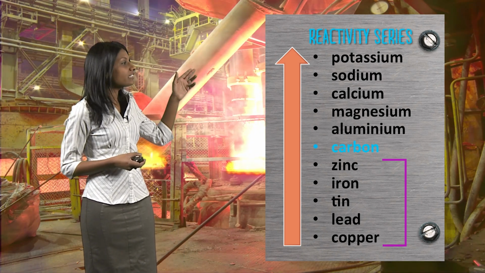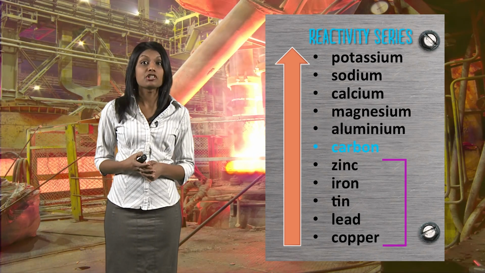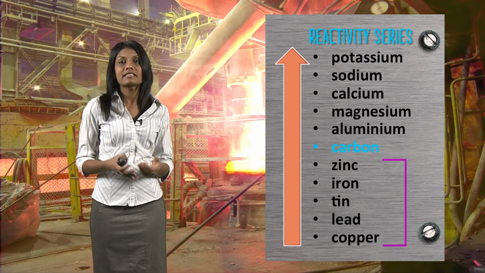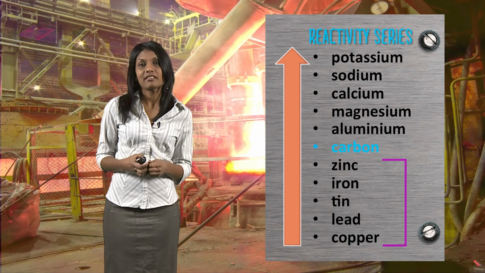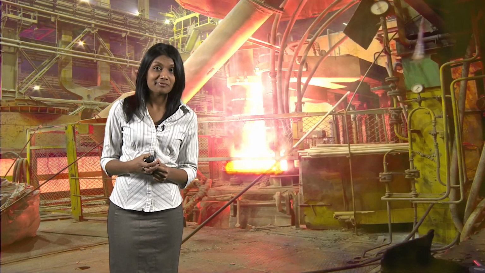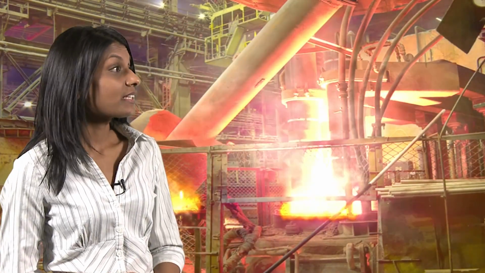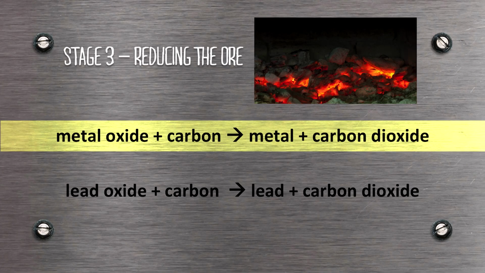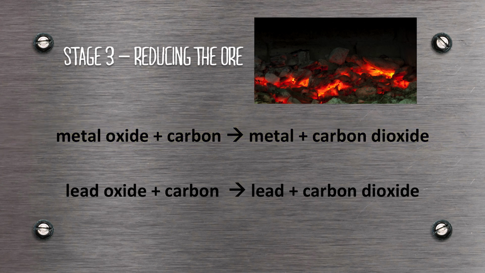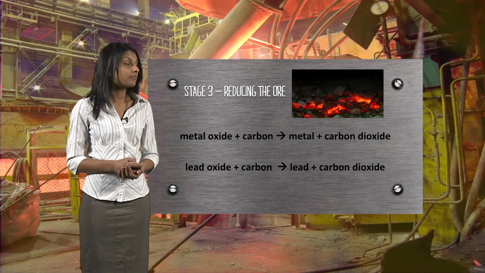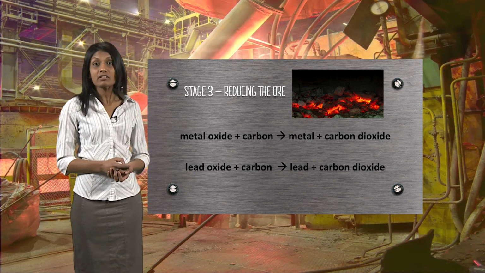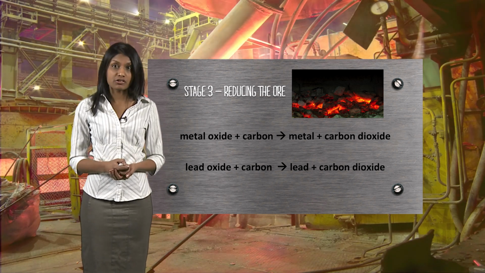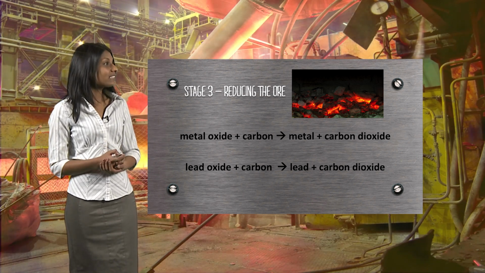Because the metal has lost its oxygen, we can say it has been reduced. Because the carbon has gained oxygen, we can say that it has been oxidised. So we can describe these processes in a general word equation. Let's have a look. Metal oxide plus carbon gives metal plus carbon dioxide. The metal oxide has been reduced because it's lost its oxygen, and the carbon has been oxidised because it's gained oxygen. Let's take a look at an example.